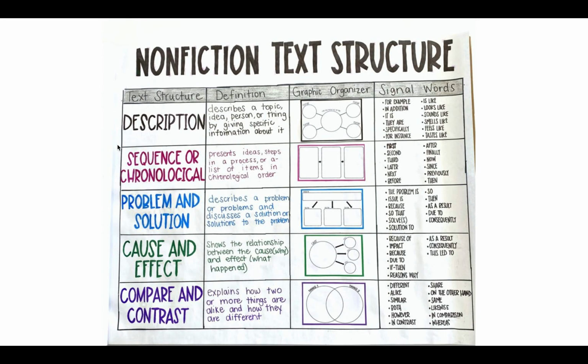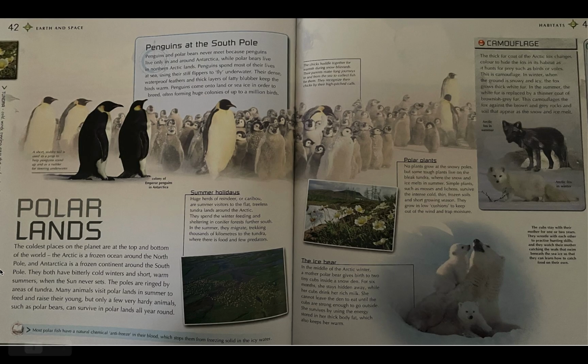So we've got that introduction here about where I would find the polar lands. I've got the information here about penguins and how they can only be found at the South Pole. It's giving me a description about what the penguins do, where they go, how they call for each other. I can see some more animals, the Arctic fox, and it's giving me some descriptions about the Arctic fox. It's giving me some more information about polar plants.